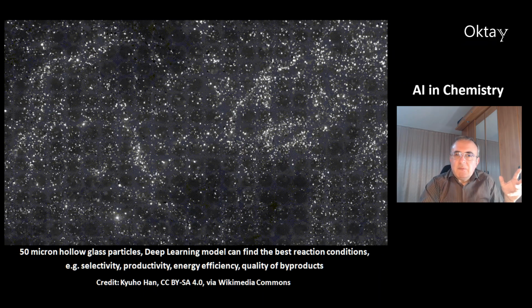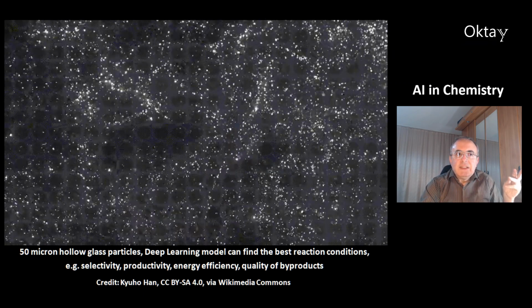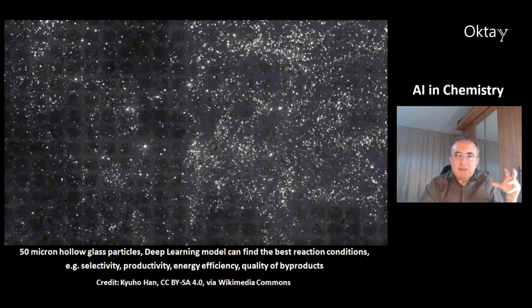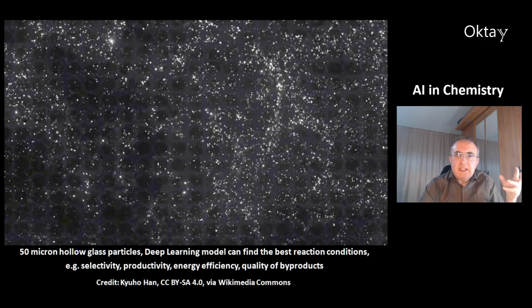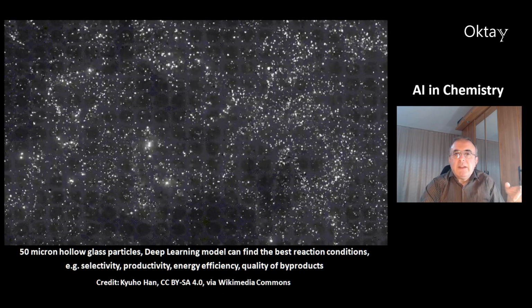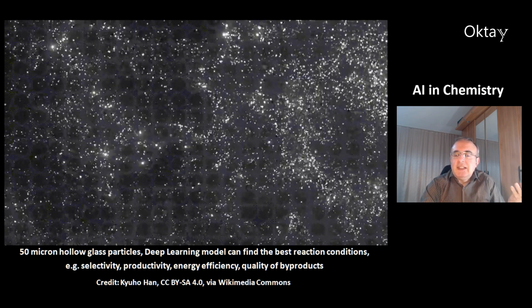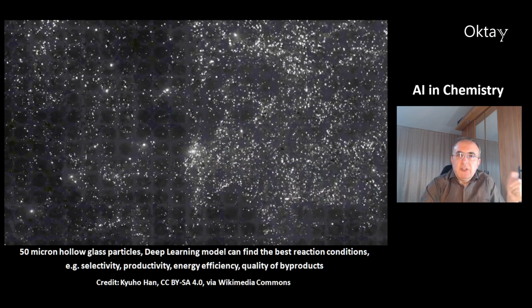This is a nice movie of 50 micron hollow glass particles. You can use a deep learning model to find the best reaction conditions. For example, the best selectivity, productivity, energy efficiency, or the quality of the byproducts.